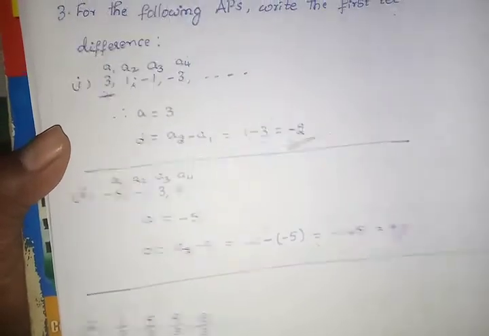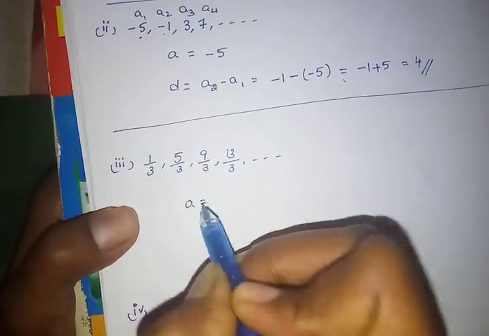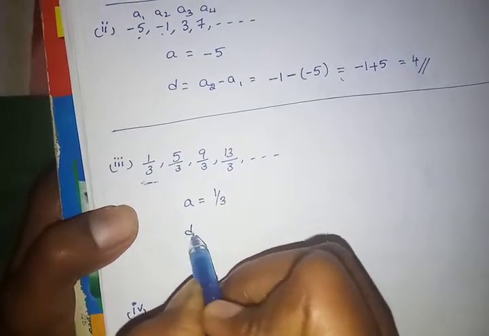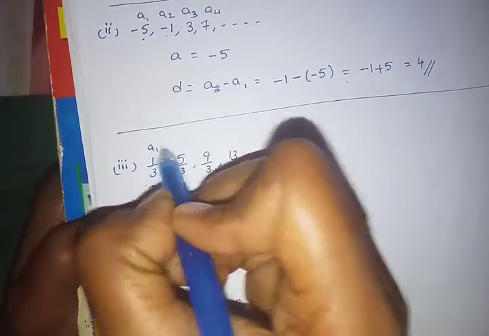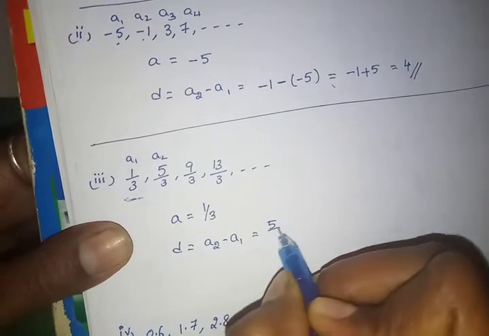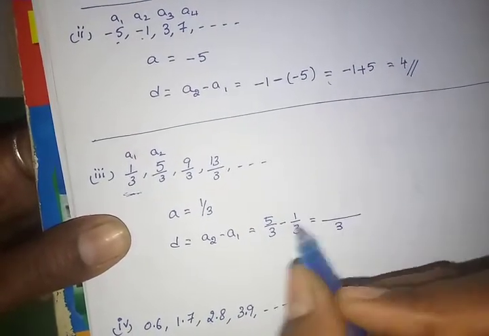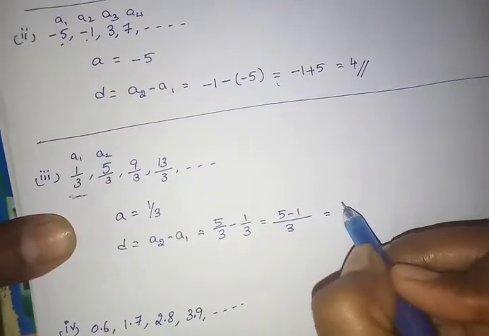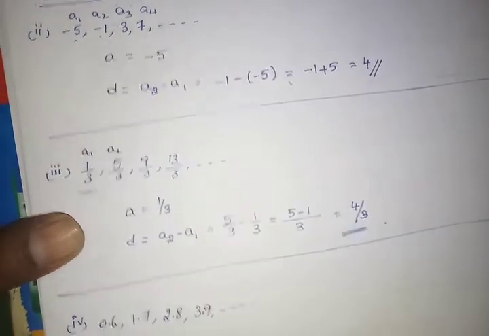See the next one. What is the question? This is the question. Then what is the first term? What is the first term here? 1 by 3. Now what is the d value? a2 minus a1. This is a1, this is a2. Do a2 minus a1: 5 by 3 minus 1 by 3. Same denominator, take LCM as 3. Then what do we have to do? 5 minus 1. 5 minus 1 how much? 4. 4 by 3. That's all. Problem is completed. See, very easy, no?